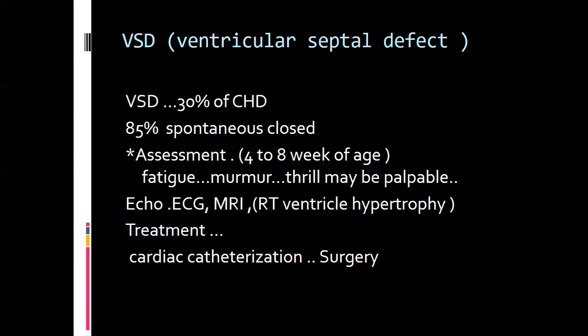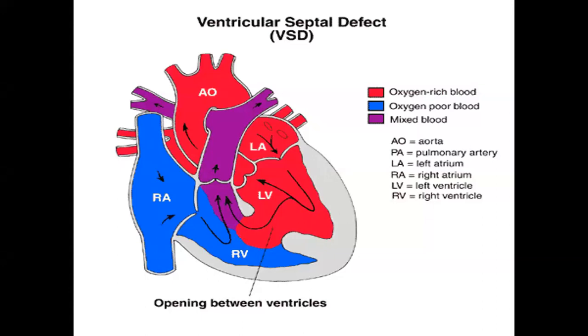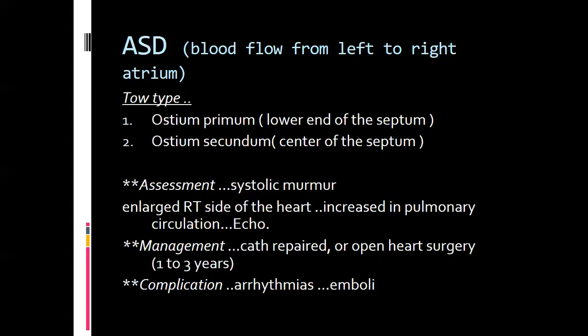So now this is also a clinical gross picture of the ventricular septal defect. It can also show right ventricular hypertrophy. Okay, now we can discuss the atrial septal defect.